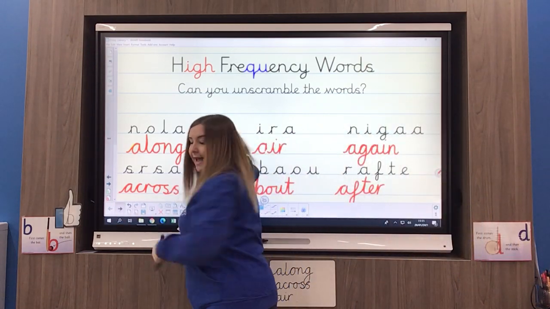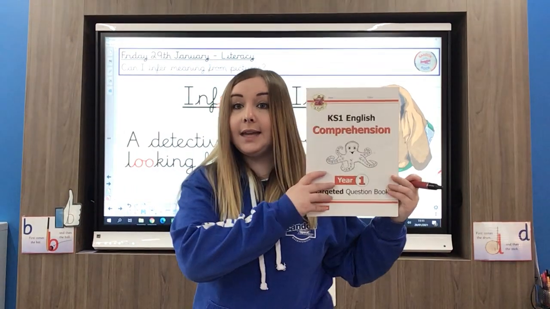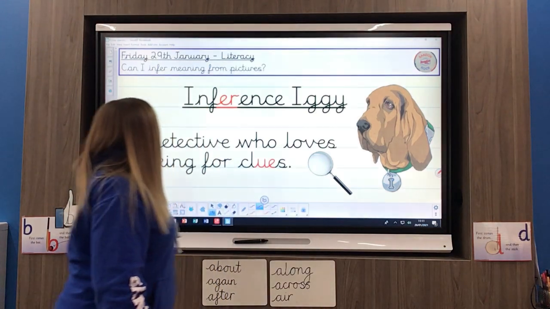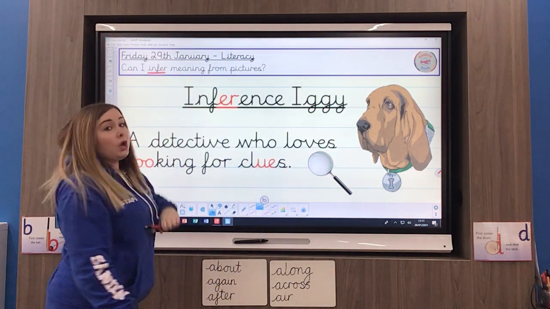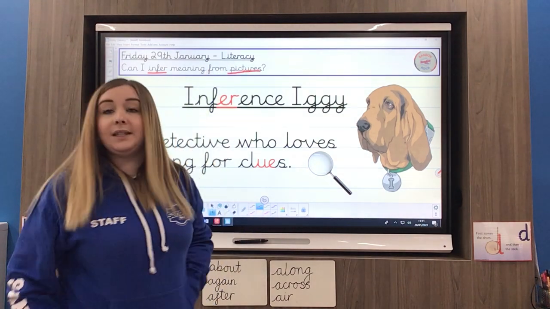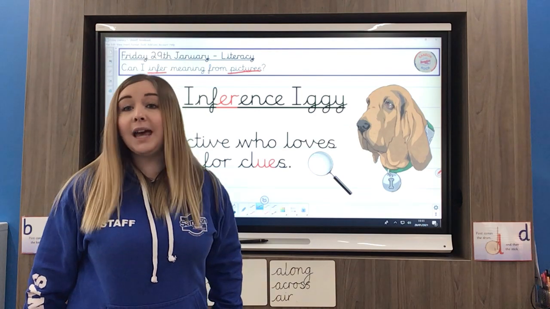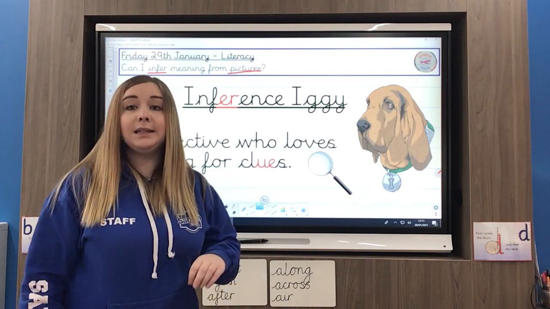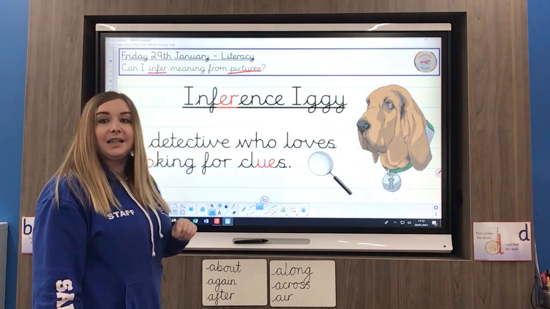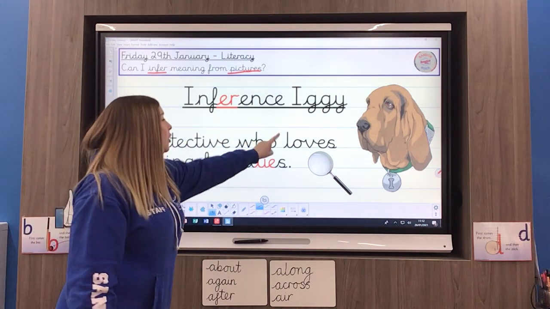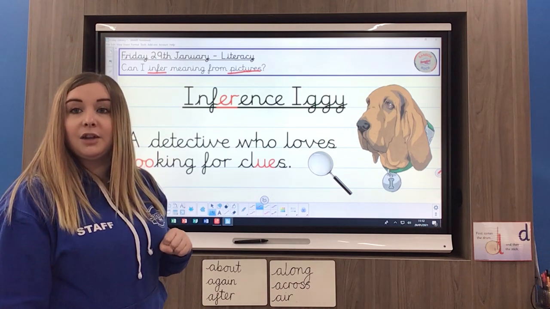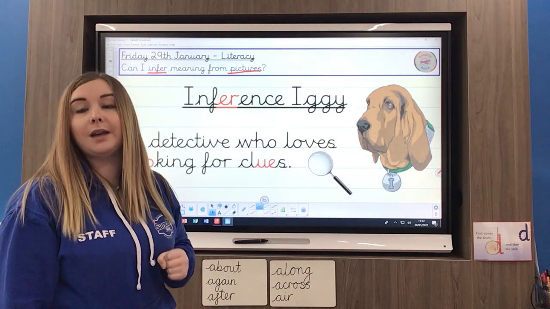Okay, so let's start with this booklet first. So if you've got this booklet, your learning question says, can I infer meaning from pictures? So your activity is a little bit different today because you don't have a lot of writing. We're going to become like Inference Iggy, who we know is a detective, isn't he? He's a detective who loves looking for clues. So we're going to be looking in our pictures for any clues that could help us.